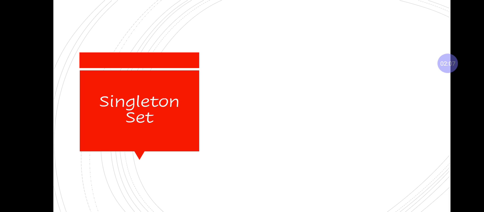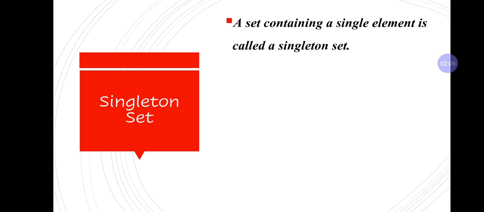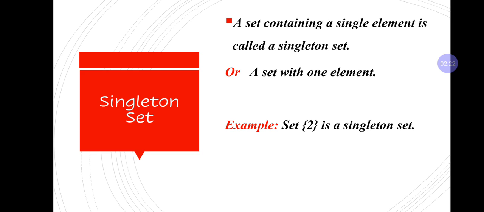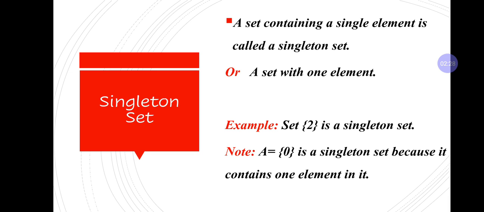Now singleton set. A set containing a single element is called a singleton set. Or in other words we can say a set with one element is called a singleton set. Here an example of a singleton set is set {2} is a singleton set and set {0} is also a singleton set because it contains one element in it.